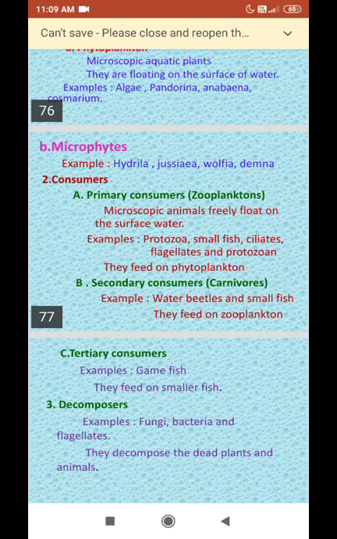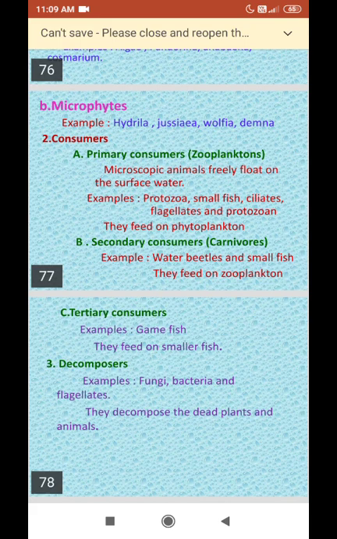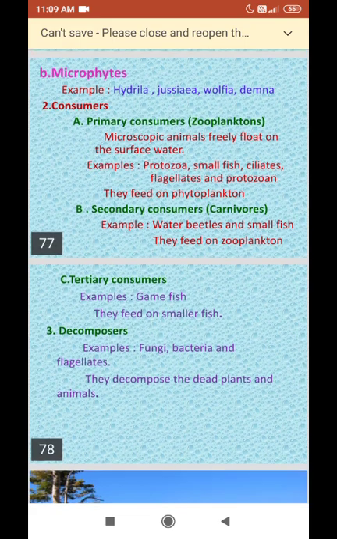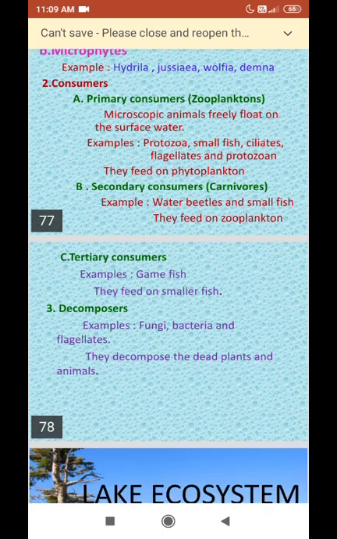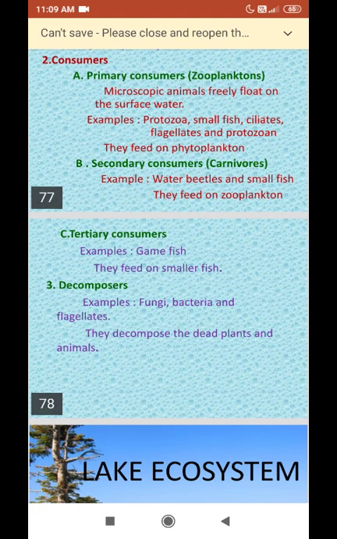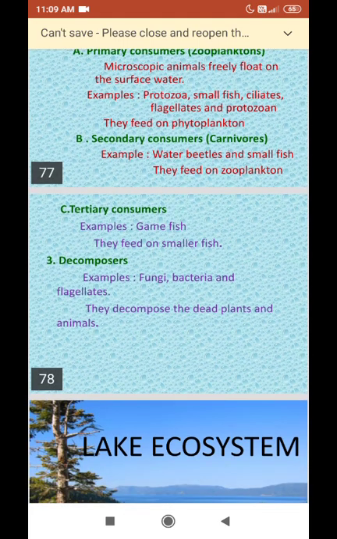And then second one we are going to see about the consumer. They are primary consumers. The examples for the primary consumers are zooplanktons. Microscopic animals freely float on the surface. Example, protozoa. They feed on the phytoplankton. And then second one is the secondary consumer. They are referred as the carnivores. Water beetles and small fish, they feed on the zooplankton. Tertiary consumer, example we can say the game fish, they feed on the smaller fish.